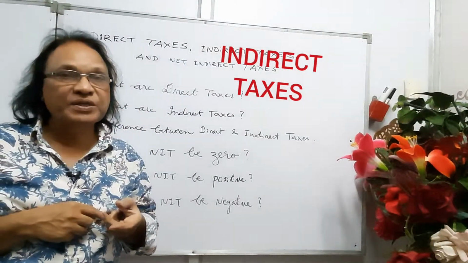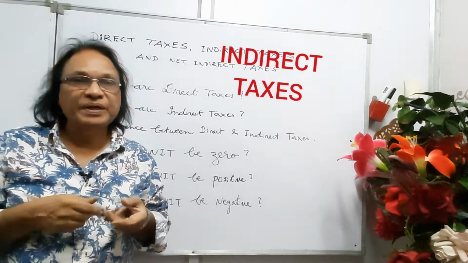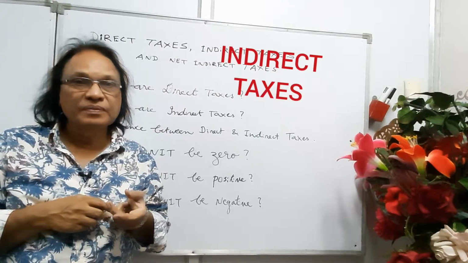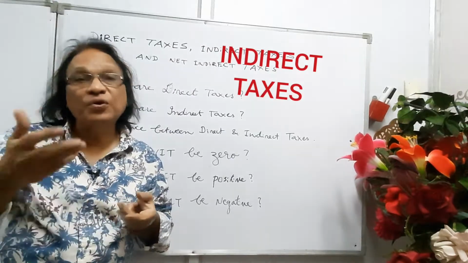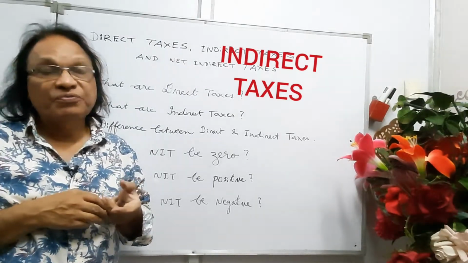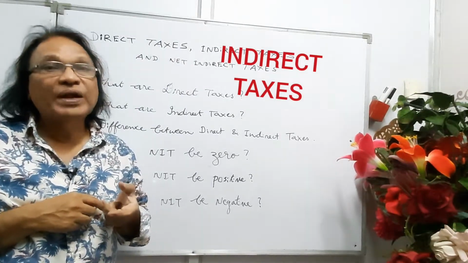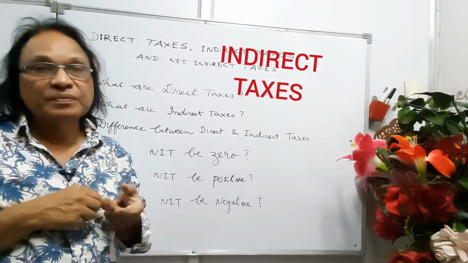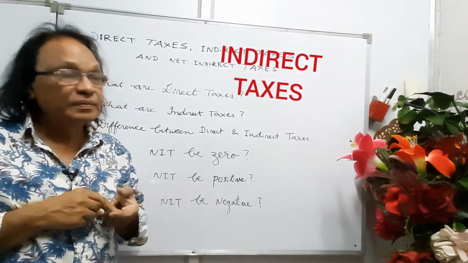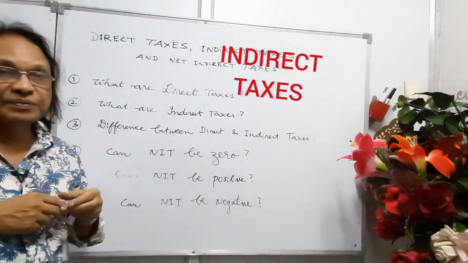Why can't direct taxes be escaped? When you're earning a huge income, you are liable to pay income tax. You can't escape. If you have a property, you are liable to pay property tax, wealth tax. So you can't escape direct taxes.